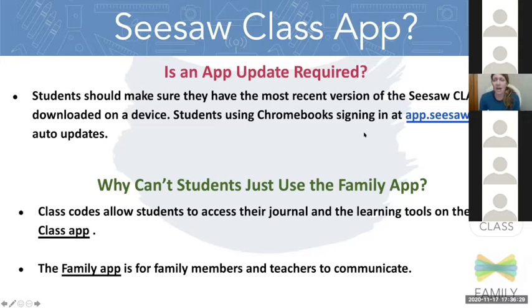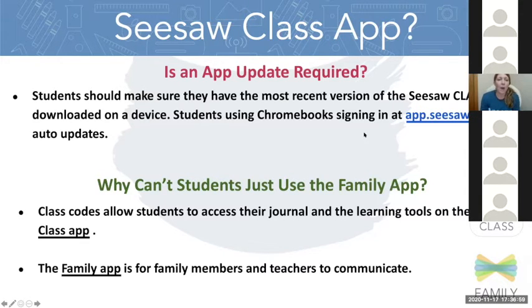I've seen where for some families, they can't get the camera to load to take a picture. And it's just a simple update to the app. Another way to get around having to have that update to the app is to just use the website. So if you go to app.seesaw.me, then there's auto updates on it. So sometimes just skip the app completely and use a web browser using the app through that way.